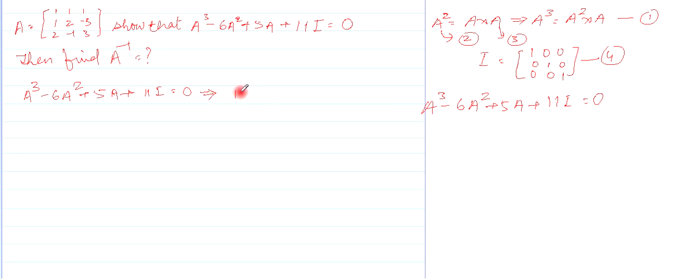We only take the constant, this identity matrix, on the left hand side, and then we take the remaining values on the right hand side. So minus A cube plus 6A square minus 5A will come on the right hand side. Clear? We have to keep the identity matrix on the left hand side. It will remain here only, and then we take the other values on the right hand side. Clear? So this we have to do here.